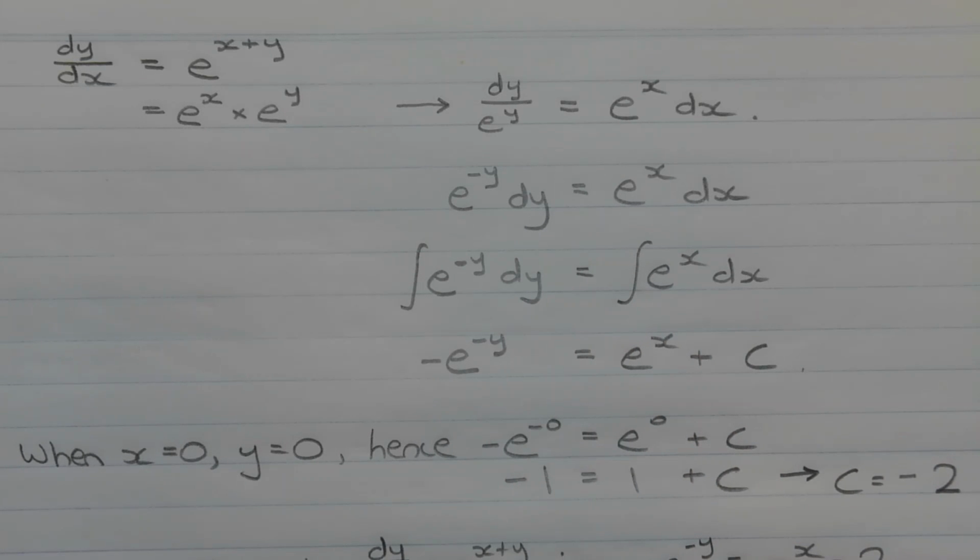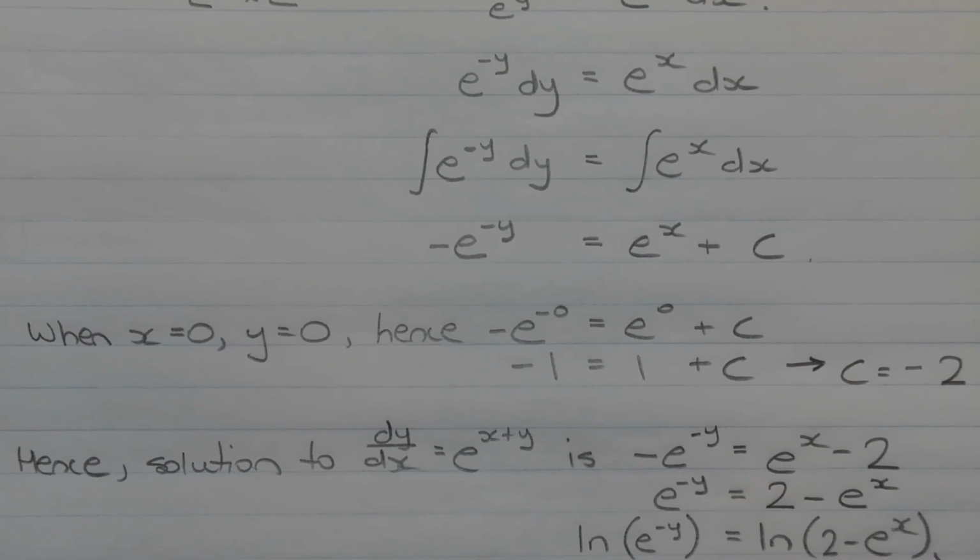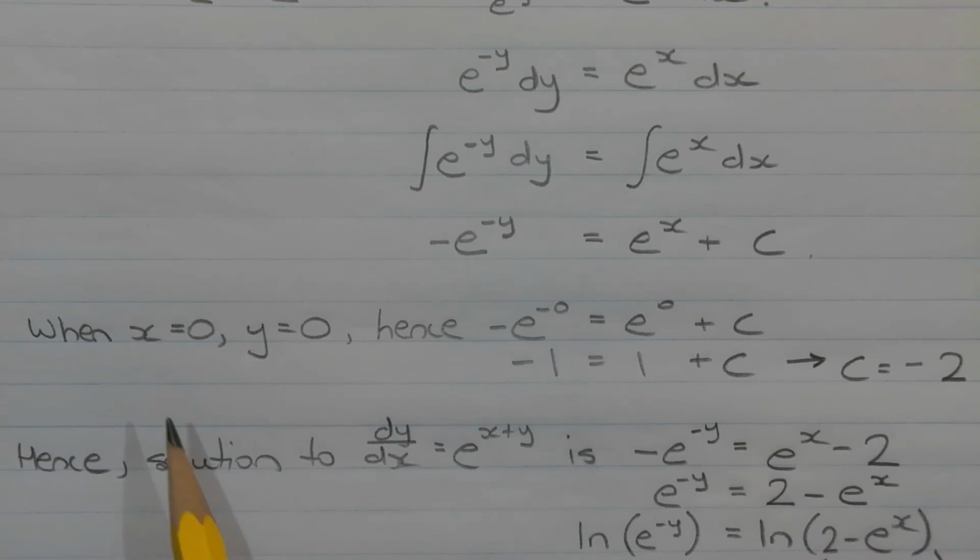And performing the integration, taking note of the negative index here, we have negative e to the power of negative y on the left-hand side equals e to the power of x plus the constant of integration c, which we need to find. Now it's given that the graph, or the solution, passes through the origin. In other words, when x equals 0, y equals 0.